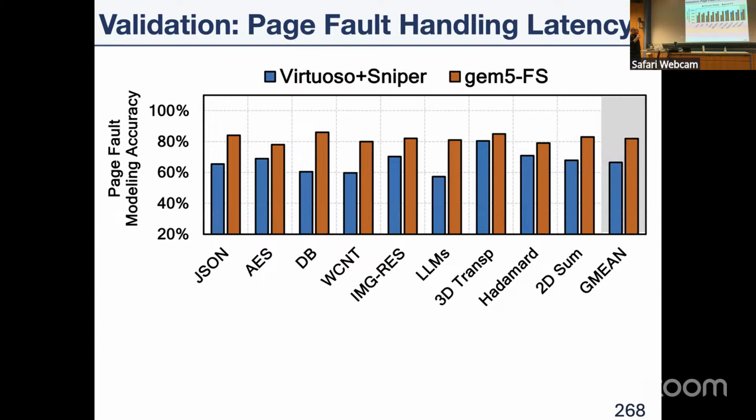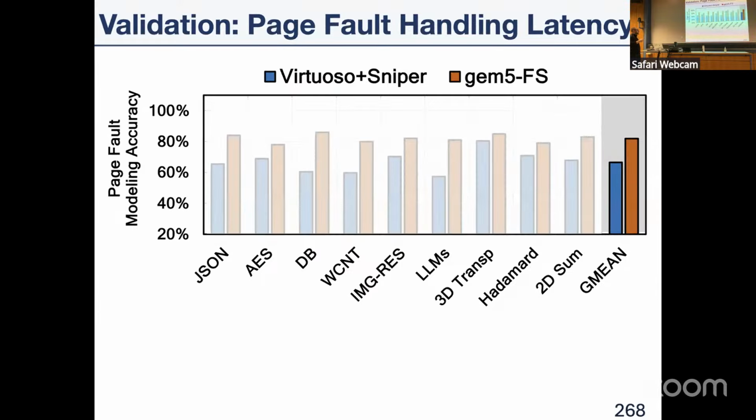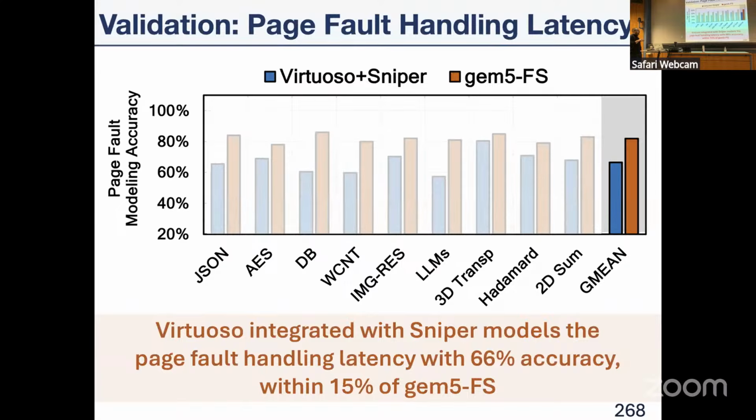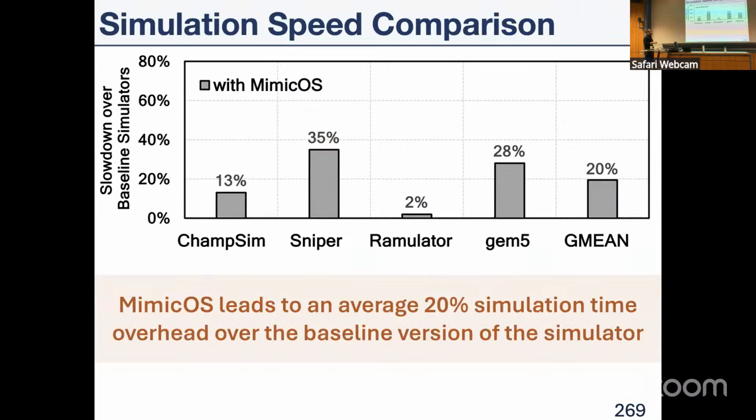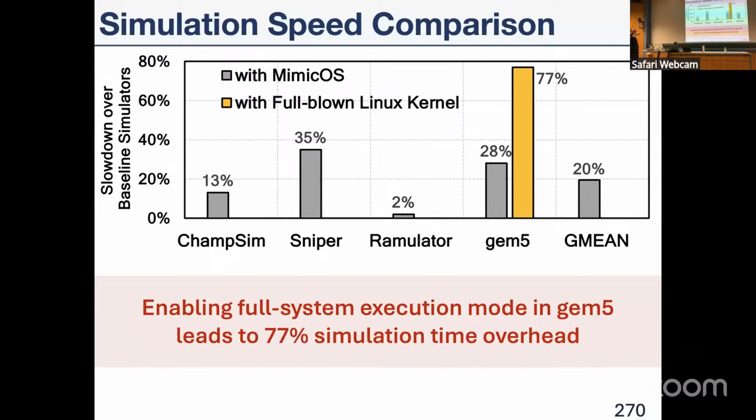And when it comes to capturing the page fault model, if we integrate Virtuoso with Sniper, we can model the page fault handling latency with 66% accuracy, within 15% of gem5 full system. When it comes to speed, in the y-axis, we show the slowdown of porting Virtuoso on top of existing simulators. As we show, porting MimicOS on top of these simulators causes on average a 20% overhead, while enabling the full-blown OS system mode on gem5 causes 77% overhead.